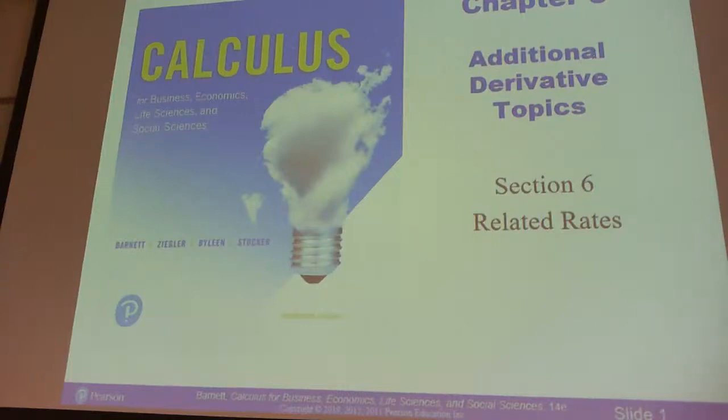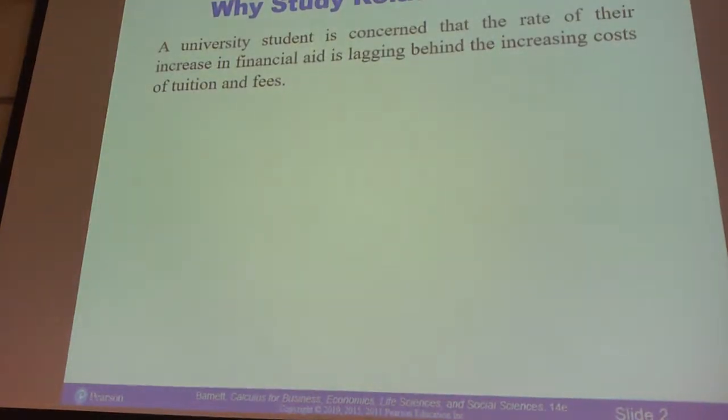Make sure you see all the connections. You see all the connections. Okay? So, why related rates?